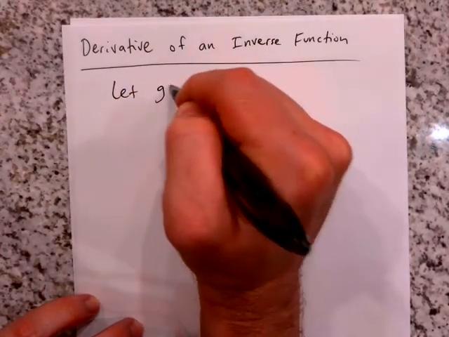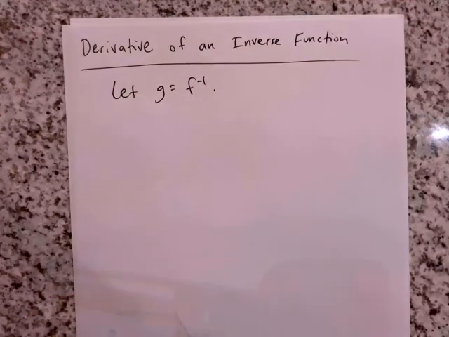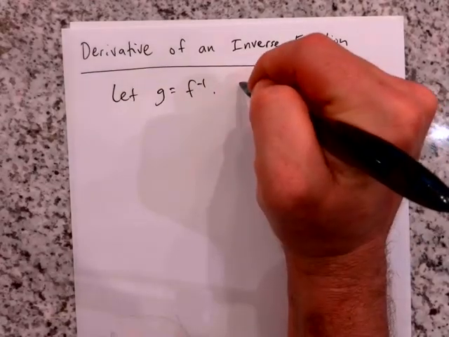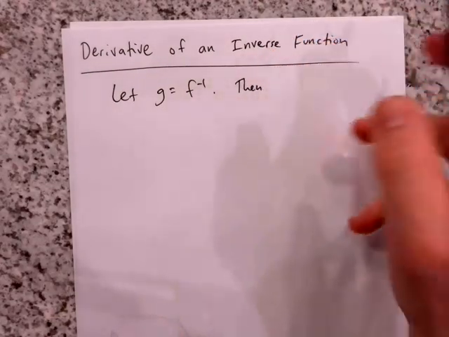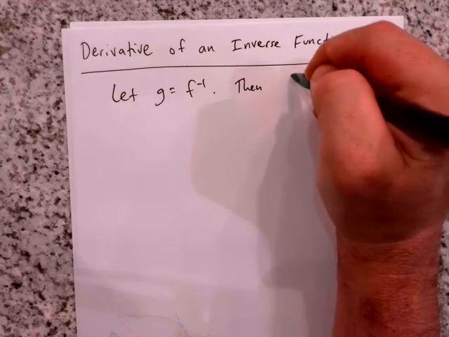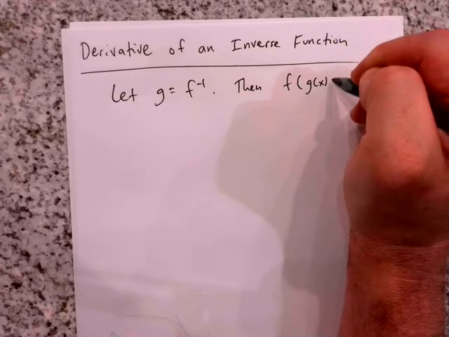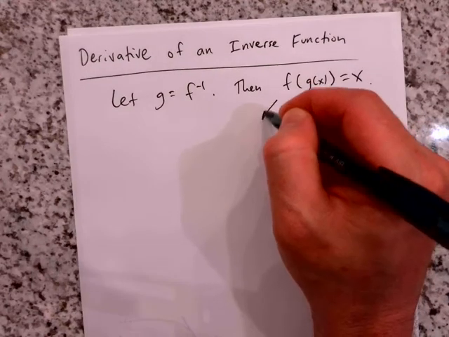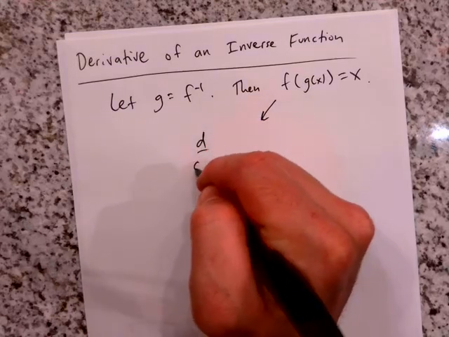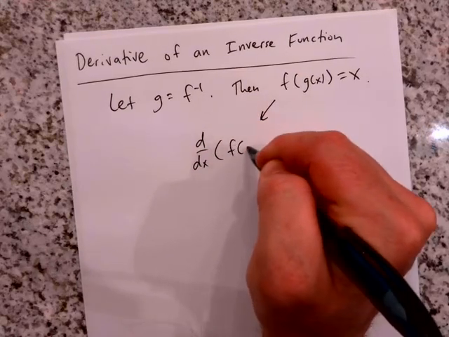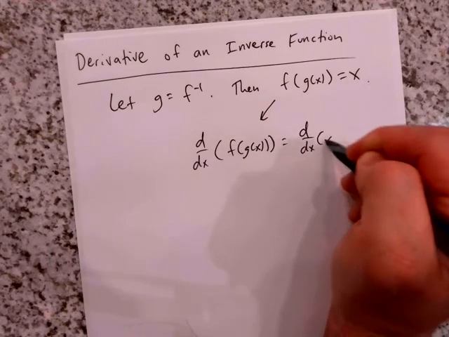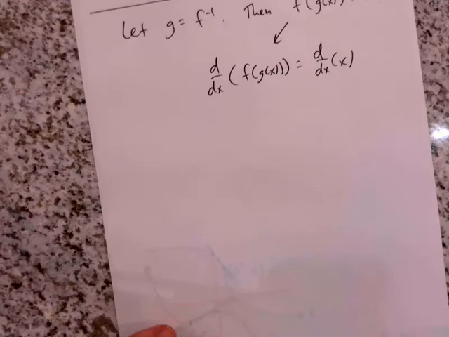let's let g equal f inverse, because g is just a much nicer thing to work with than that notation right there. That means that f composed of g of x gives you x, right? That's the definition of the inverse function. Next, we differentiate both sides. So differentiate the left side and differentiate the right side, which maintains equality as long as you differentiate both sides.